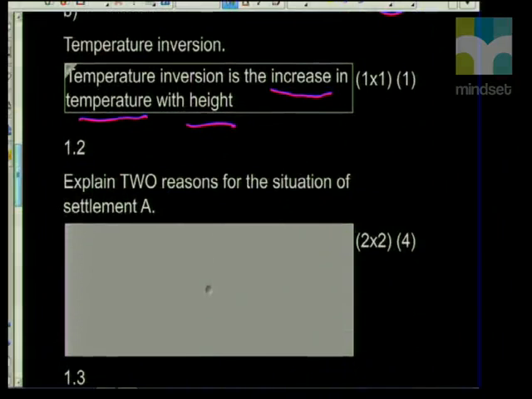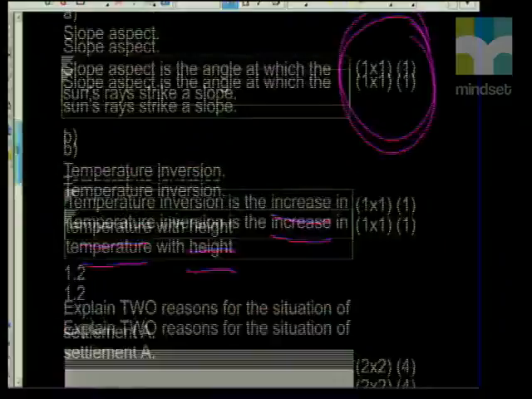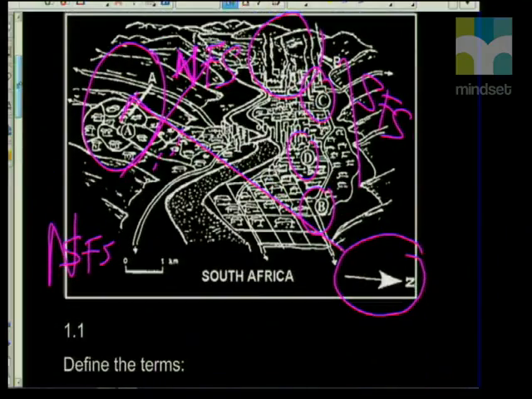Explain two reasons for the situation of settlement A. Now, learners, you already picked it up by studying your resource. If we look at this diagram here, why is A situated here? Already we picked up one point: it's on the north-facing slope. Therefore, it's receiving more direct sunlight, because that's the north. So it's facing the sun, which is shining directly.